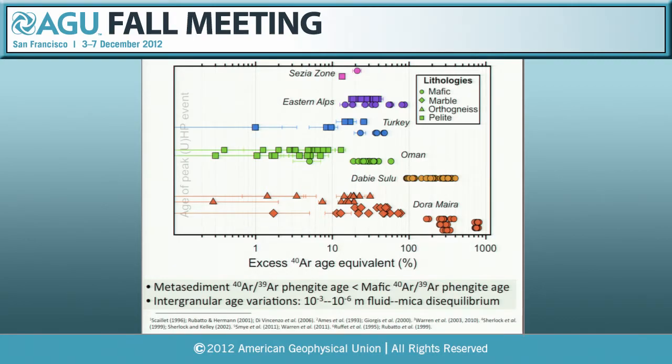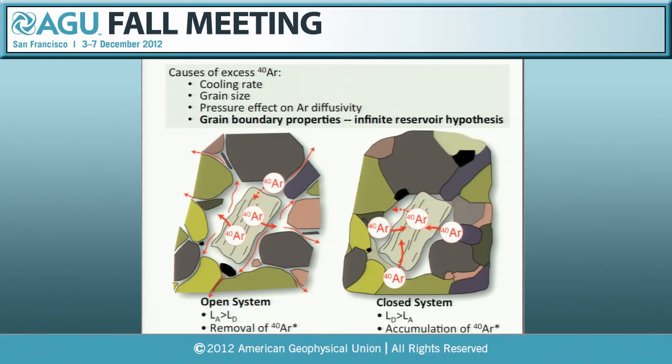Certainly because the mafic eclogites have lower potassium. Is it telling us something about the properties of the grain boundary network? So the presence of excess argon tells us immediately that one of the implicit assumptions in interpreting an age as a cooling age is invalid. Now, that could either be because of cooling rate, grain size, uncertainty over diffusivity parameters, but all those first three points are small in their effect compared to the properties of the grain boundary reservoir.